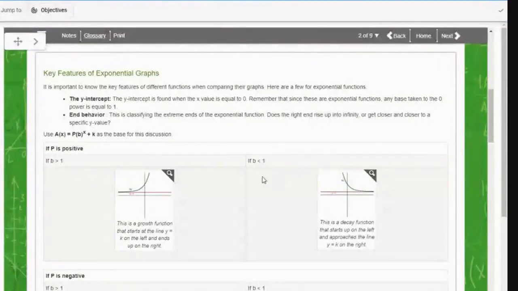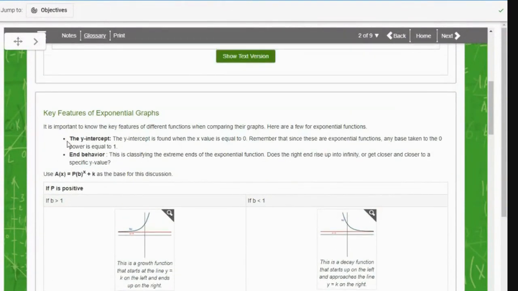So let's look at the key features. The key features of exponential graphs, it's just like any other graphs. We always want to know what the y-intercept is and what is the end behavior. So we're going to take some notes here. There we go. Let's get the sheet up here on the page.